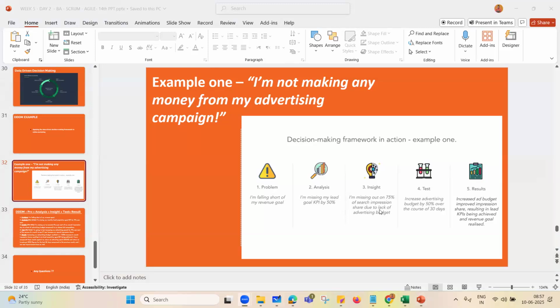You remember the impression word coming from where? Yes, we quoted. So he says that 75% of search impression share was lost due to lack of advertisement budget. Where 100 or $300 was required, he was pumping only $150 for advertisement.